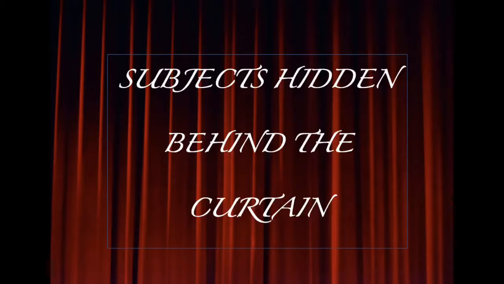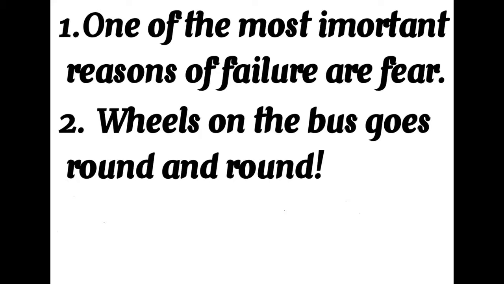Again, revised points, subject hidden behind the curtain. Subject will not be as close to the verb as it should be or as it otherwise is. Look at the first two examples. One of the most important reasons of failure are fear. Now it seems that the sentence is correct because when we speak out the sentence fluently, it seems that reasons of failure are fear. But a close inspection of the structure reveals something that is different.